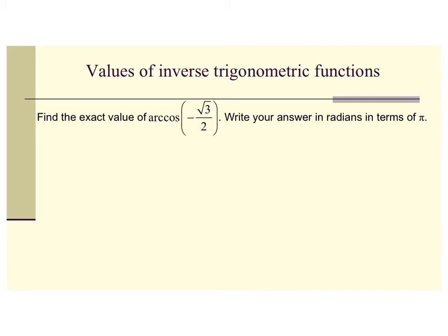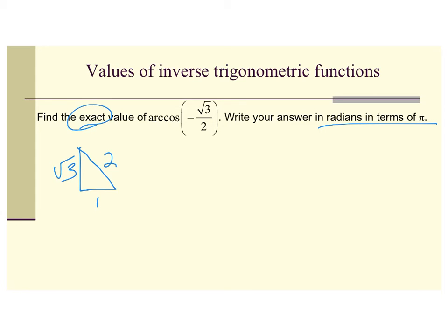All right, find the exact value of the arc cosine of negative root 3 over 2. Answer in radians. Okay, so find the exact. That means I can't put it in a calculator. All right, so what do I know? Okay, it's a root 3 over 2 triangle. So I'm going to draw my triangle. And I know that the sides are 1, 2, and root 3.